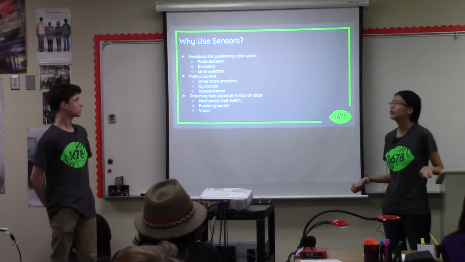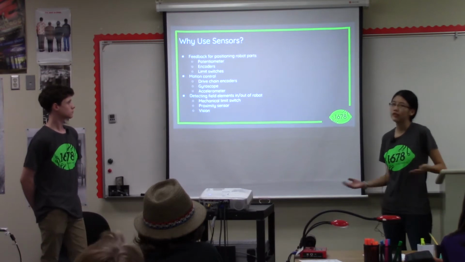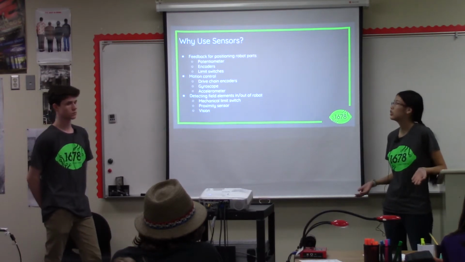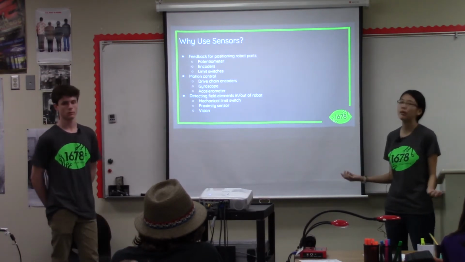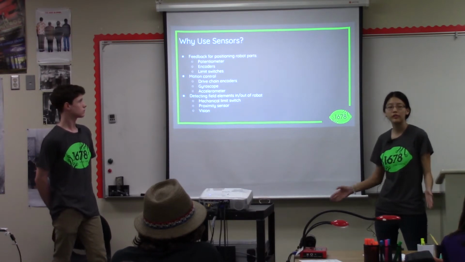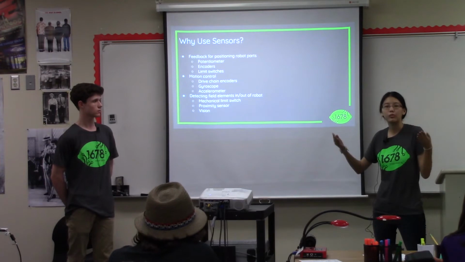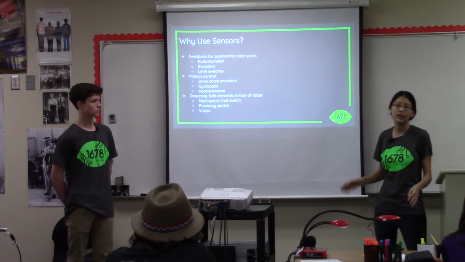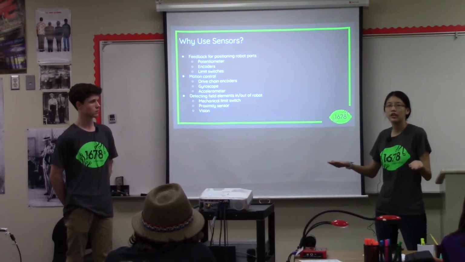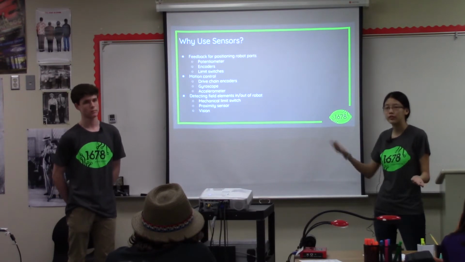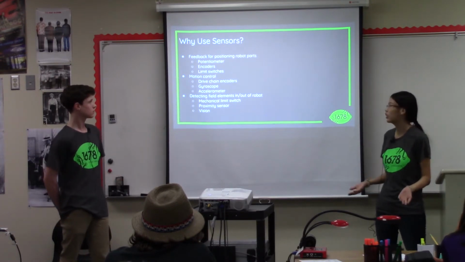So first, why do you use sensors? One very important aspect of using sensors is using them for feedback for positioning robot parts. In 2015, we had an elevator bot, and once the elevator reached a certain point, it would trigger a limit switch sensor that could tell, oh, the elevator is there. And then that would enable programmers to move it further or move it down, depending on its function.